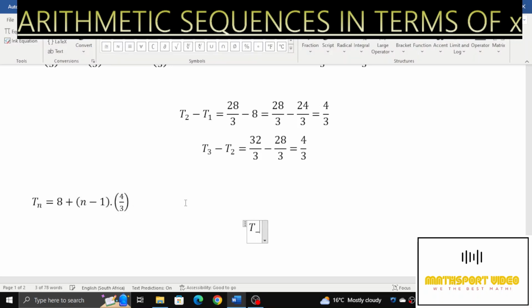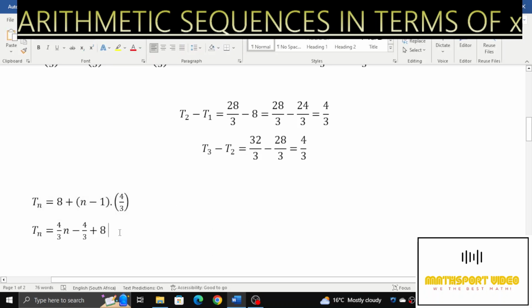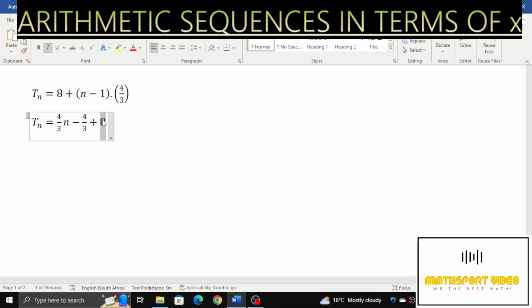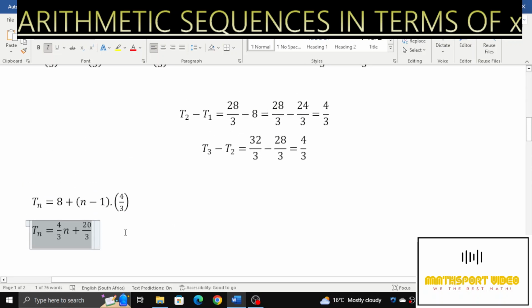Okay, so you're going to get Tn equals 4 over 3 n minus 4 over 3 plus 8. And then from here, you just have to work it out a little bit carefully. For example, 8 is 24 over 3. And then if we put these two constant terms together, you get plus 20 over 3. So you see this over here is then going to be the general term of the sequence.